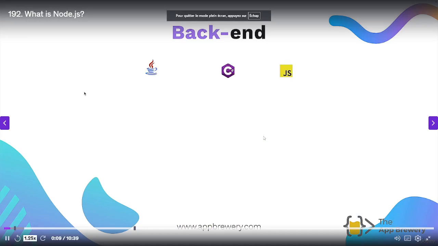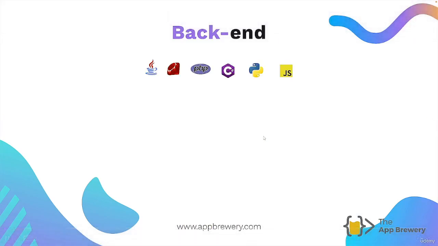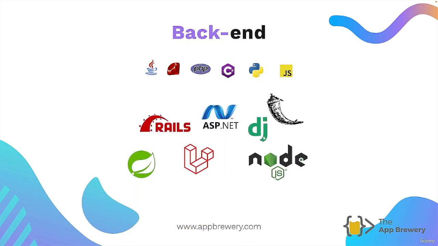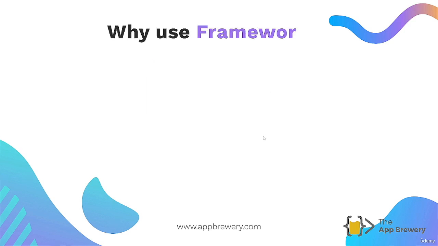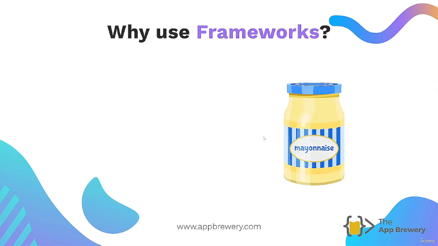So we know that we can use lots of different languages to write the backend of our web application. And we've also seen that depending on the language we want to choose, we can also find a compatible framework to go along with it. Now, why would you need a framework anyways? Why can't you just write all the code from scratch using the chosen programming language and create your web server that way? Well, in some ways, a framework is a bit like mayonnaise.